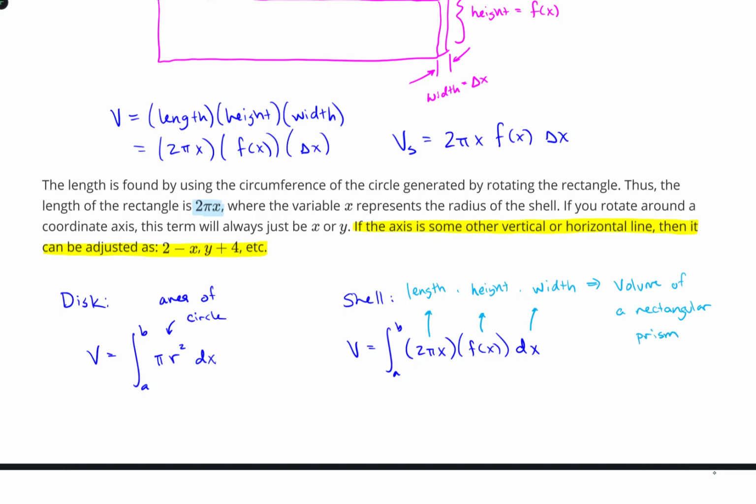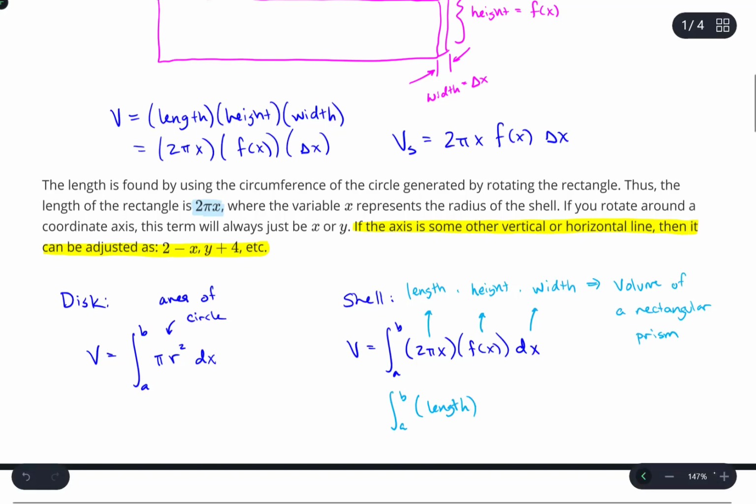All right, and if you just think of it, if you take out the dx, length times height, you're multiplying two things together, you're getting the area of a rectangle versus the area of a circle. And that should help you get set up in these problems. I tend to just start with, this is the volume from a to b of length times height times width, and go from there, and just fill in what these are.